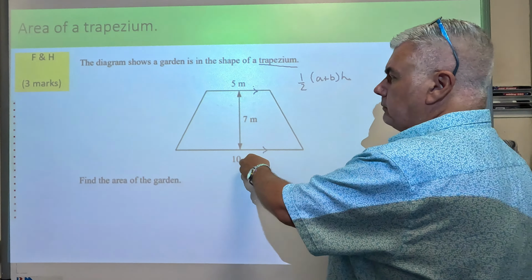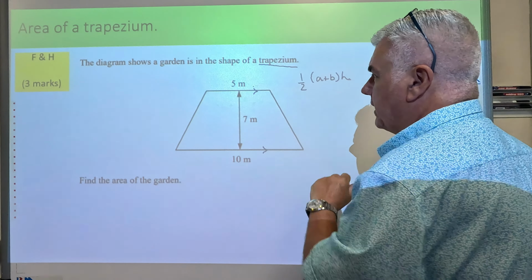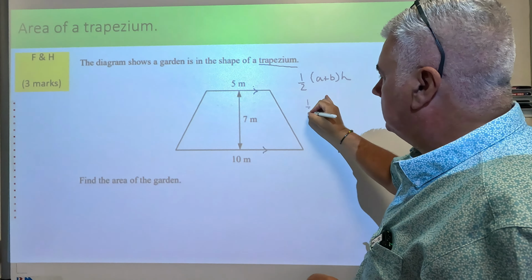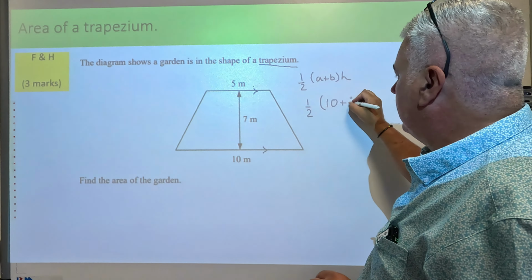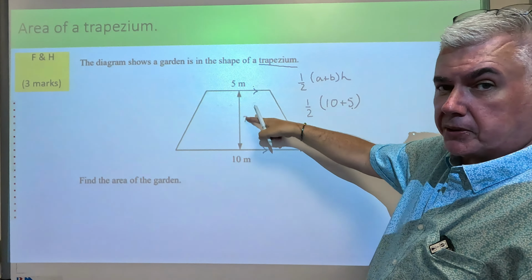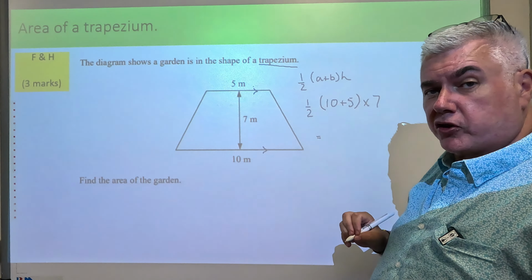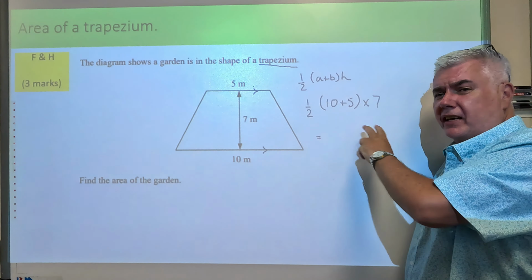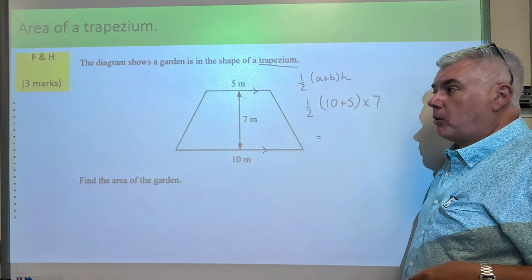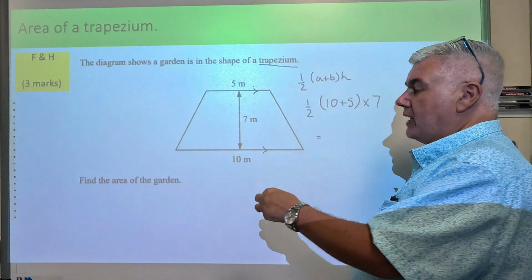So I want the area, I want the space taken up by this four-sided shape, this trapezium. It's half the sum of the parallel sides times the height between them. That is how we calculate the area of a trapezium. Sometimes, although this will get you a mark in the exam, it's easier to do it as you go along.